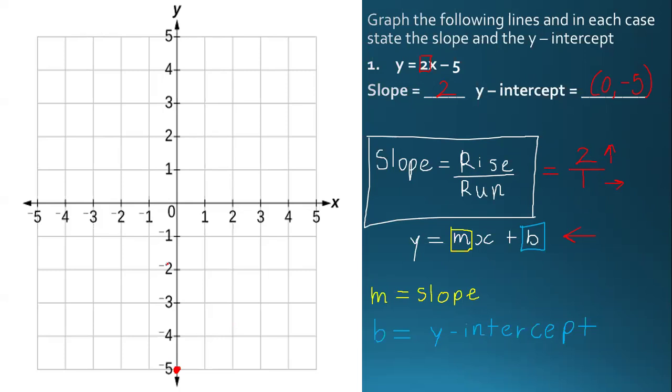Okay, so let's go ahead and do that. 1, 2, 1. That's the next point. Again, we're still using the slope, twice ahead, once to the right. Again, I'm using the slope to tell me where my next point is.